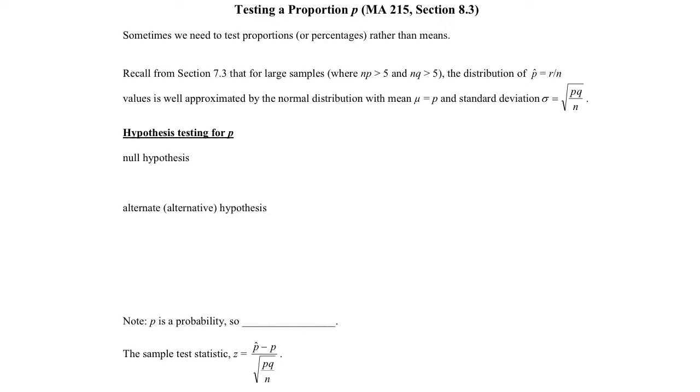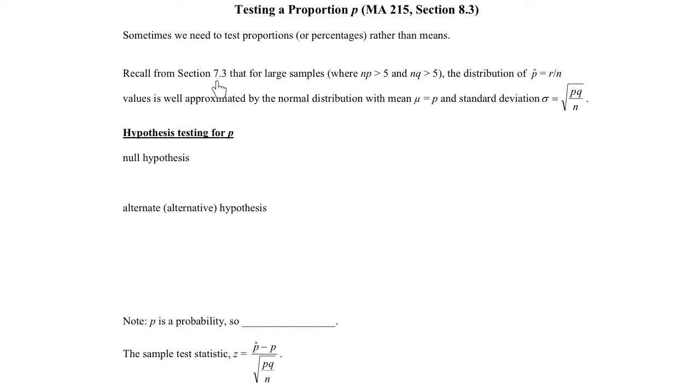So today we are testing a proportion p. This is section 8.3, which once again deals with hypothesis tests. So we are switching from testing means, which is what we were doing in 8.1 and 8.2, and now we're going to test proportions or percentages. Really, it's the same thing. So this will be a little bit like section 7.3.